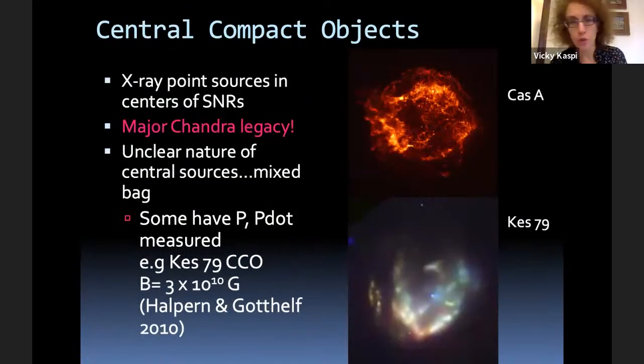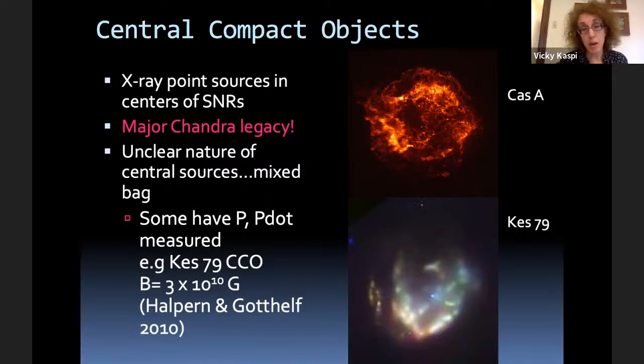You heard a lot about central compact objects in Nanda's talk. These are also indeed a major Chandra legacy. They basically consist of isolated neutron stars inside supernova remnants. The nature of some of these central sources is unclear. It's probably a mixed bag.